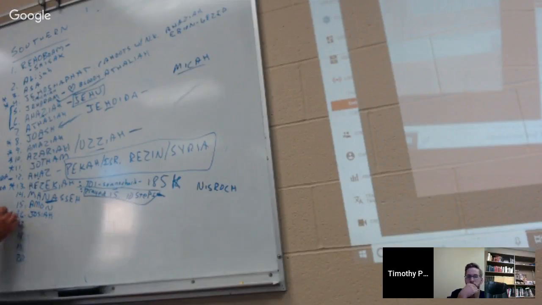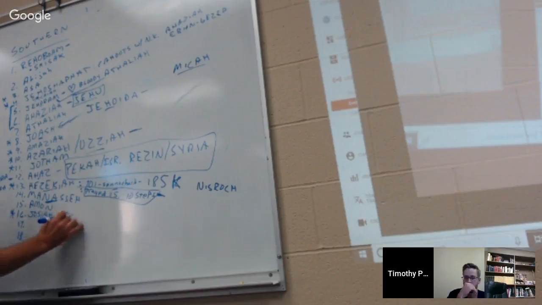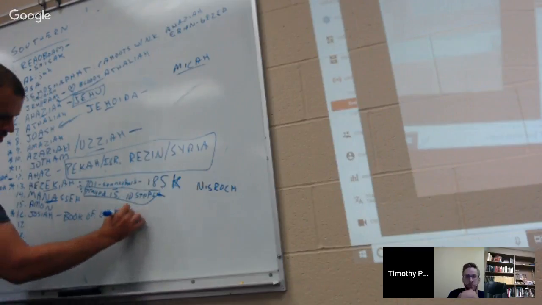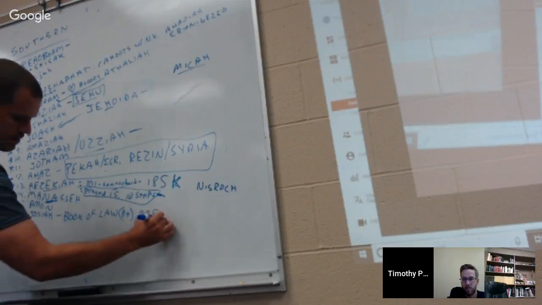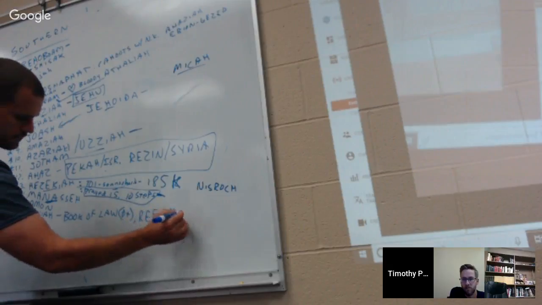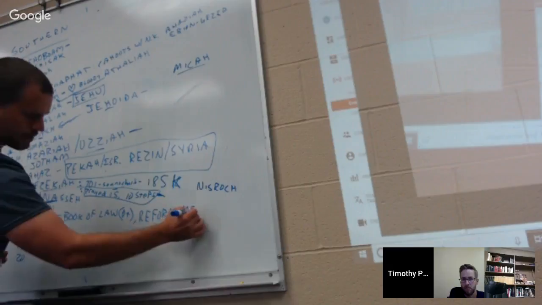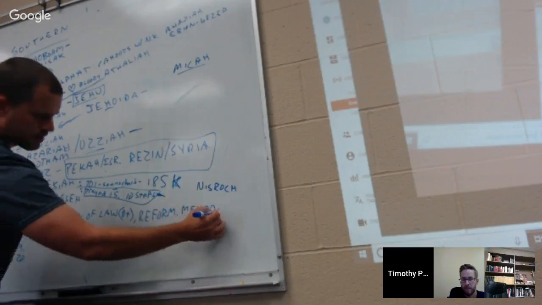What do you know about Josiah? He's a good king. He found the book of the law when he was 18 years old. Nice job. Deuteronomy specifically. He tried to establish all sorts of religious reform. He did. He ended up dying at the Battle of Megiddo when he was trying to stop the Egyptians because he sided with the Babylonians.